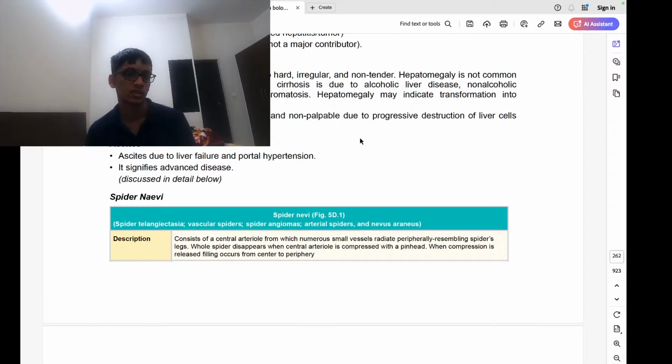Later, the liver decreases in size and becomes non-palpable due to progressive destruction of liver cells and the accompanying fibrosis. Fibrosis will be there and will accompany the later stages. Hepatomegaly is initially enlarged. It will be firm to hard, irregular, and non-tender.